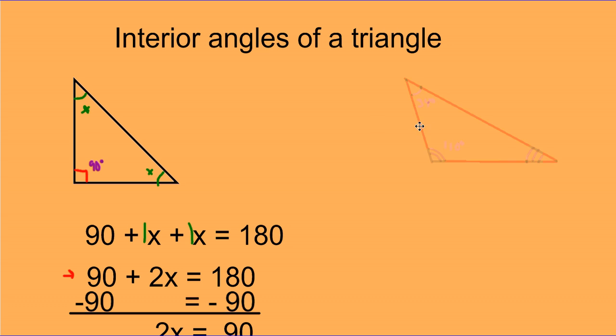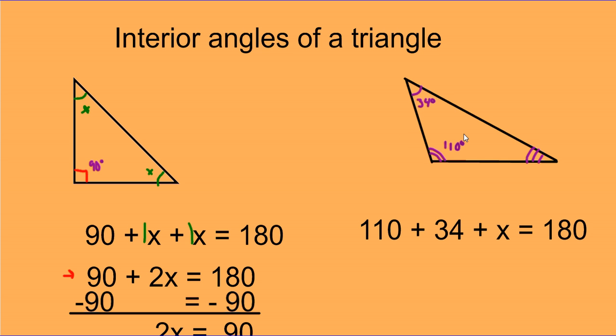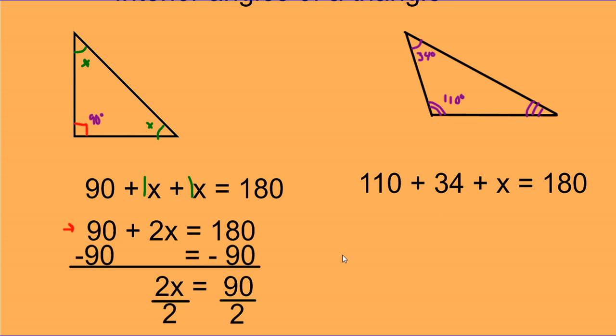Let's look at another example here. Again, we know that the sum of interior angle measures of a triangle is equal to 180 degrees. And what we're going to do is set up the equation 110 degrees plus 34 degrees plus this angle is equal to 180 degrees. First, in this case, we will add our like terms, which happen to be two constants here. 110 plus 34, the constants add up to 144, plus x equals 180.